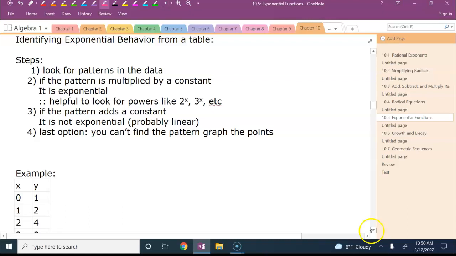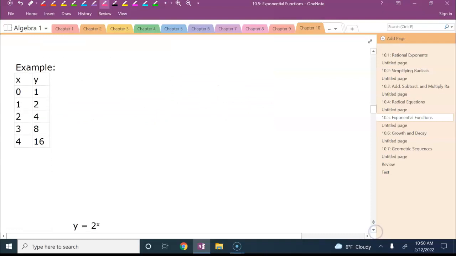So for example, I'm looking at this table here. My x's are going 0, 1, 2, 3, 4, and my numbers are going 1, 2, 4, 8, 16. So I'm trying to see if there's any pattern that I can find with my y's as they increase. Well, 1 times 2 is 2, 2 times 2 is 4, 4 times 2 is 8, and 8 times 2 is 16. So it looks like I'm multiplying by 2 every time.